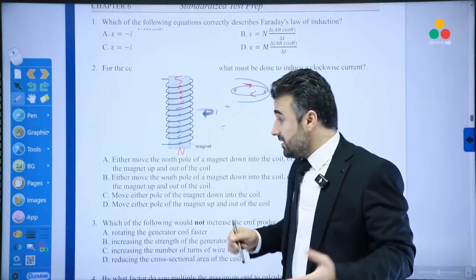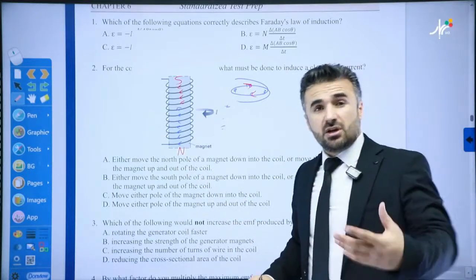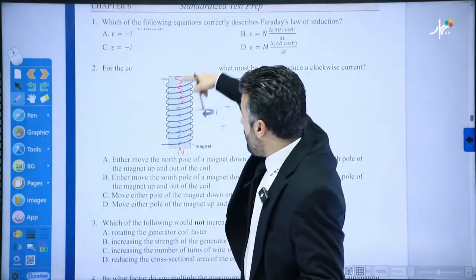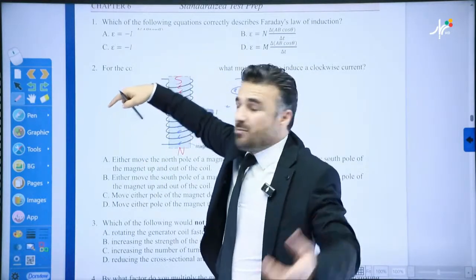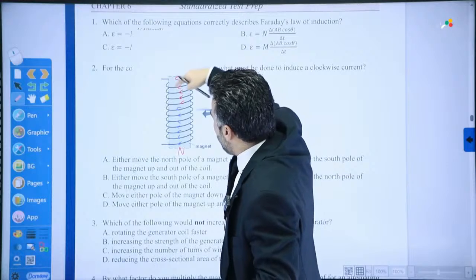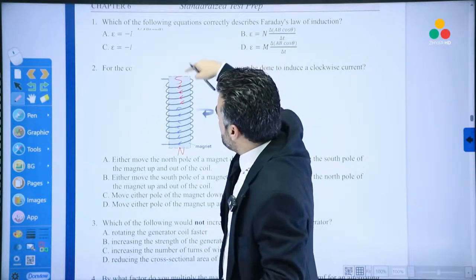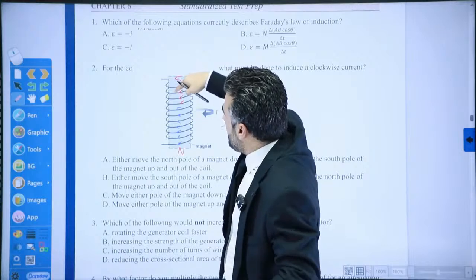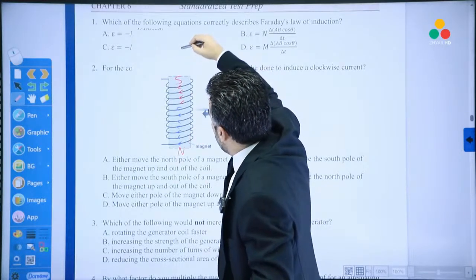In other words, take a look at the options. Move the north pole of a magnet. Oh, so it's talking about magnets here. So how can I make this side of this coil behave as a magnet, so that this end of the coil becomes south? Because if this end is south, that means the current is moving clockwise, and the other end is north. So there are two options.